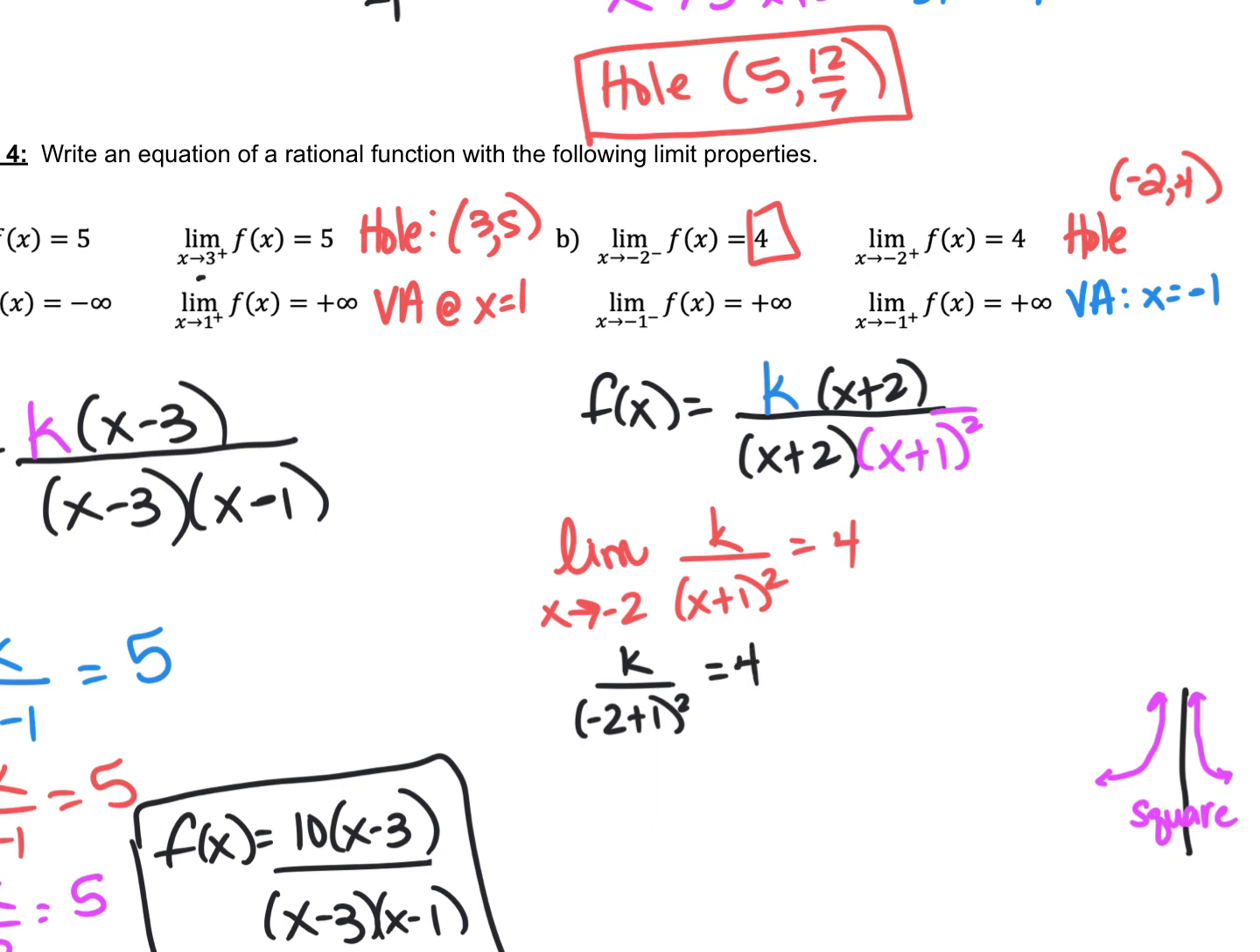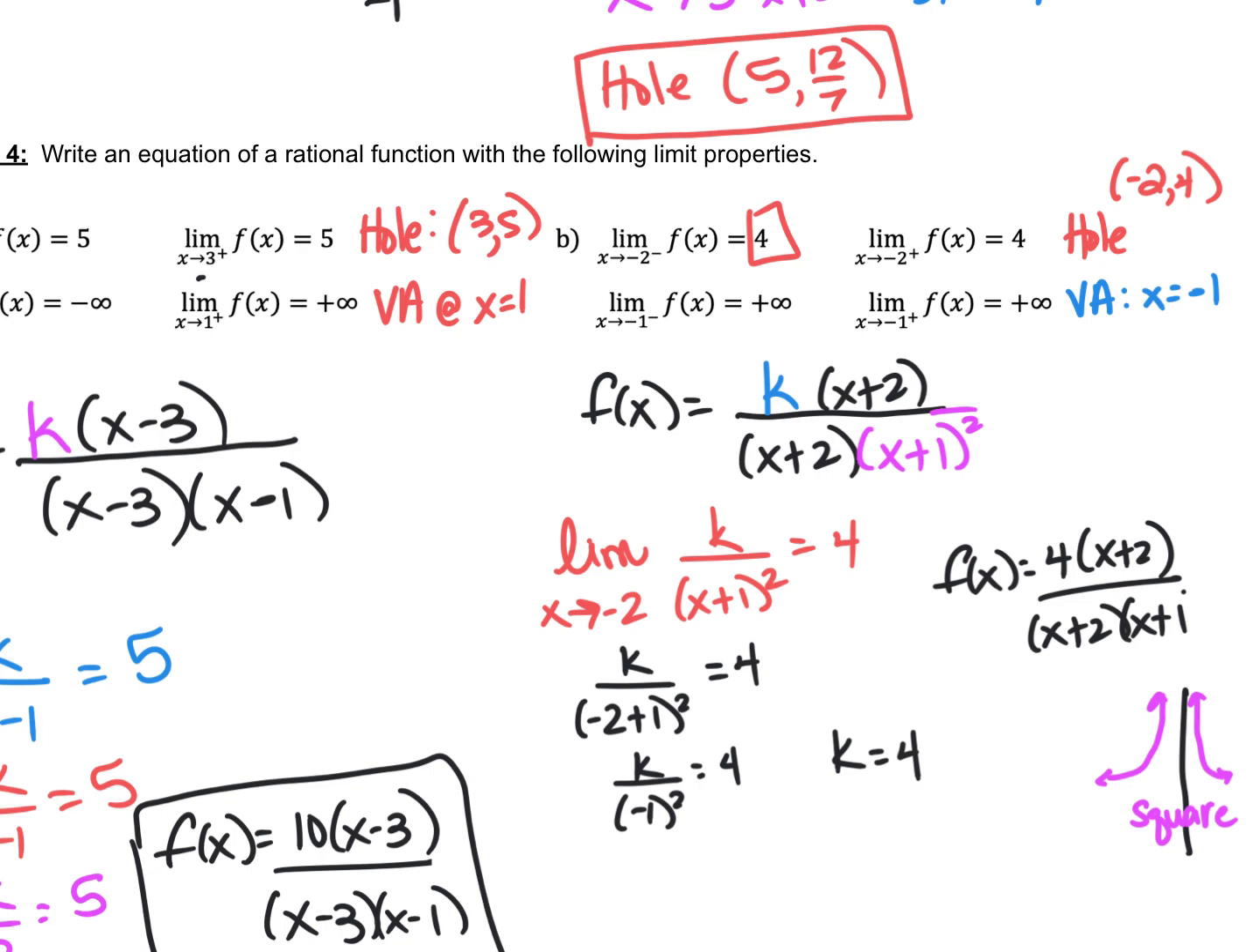Well, on that bottom there, I get negative 1. So k over negative 1 squared equals 4. That'd just be 1. So k is equal to 4. And so my final function, f of x, is equal to 4 times x plus 2 over x plus 2 times x plus 1 quantity squared.